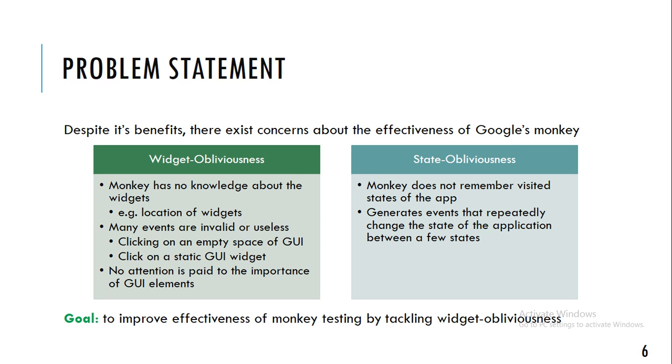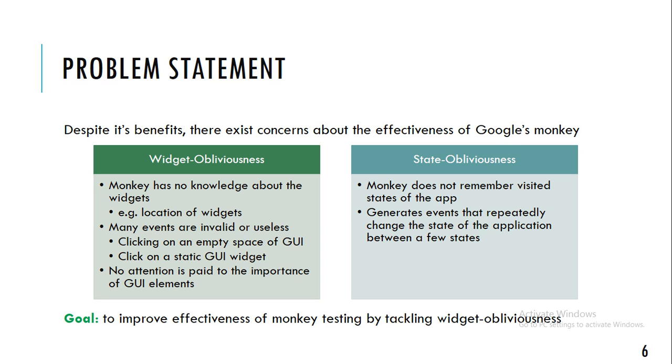Further, the monkey doesn't differentiate between the widgets. Say for example, we have a login screen in the app with two buttons, the login button and the exit button. We know that the code behind the login button is much more complex than the code behind the exit button, and so the login button needs to be pressed much more than the exit button during the test. But monkey does not take such information into consideration.